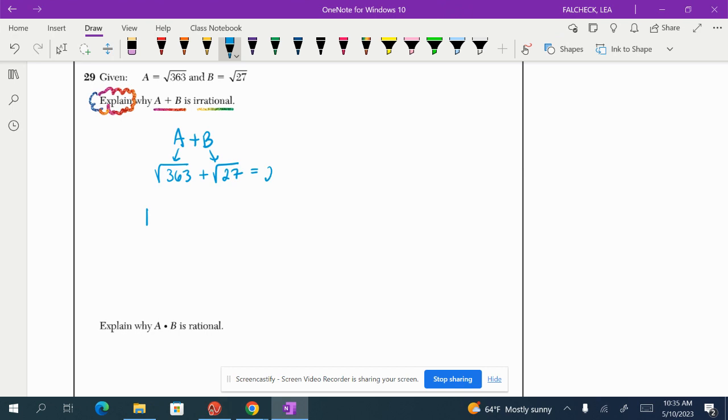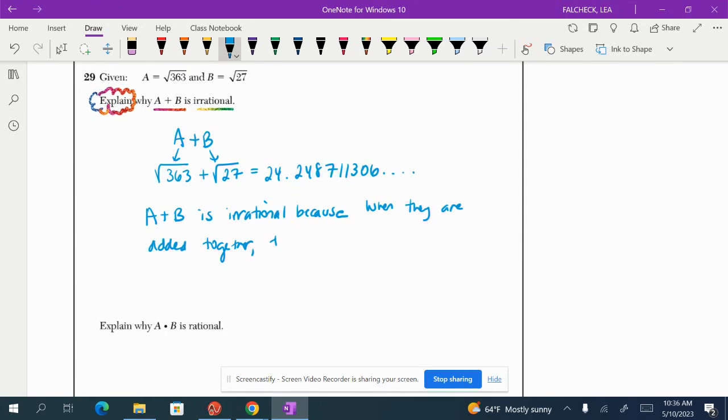So I'm going to go ahead and type that in, 24.2482487103.06, and then I'm going to put a dot, dot, dot at the end, meaning that it keeps going on and it does not repeat. I would say that A plus B is irrational because when they are added together, the sum is a decimal that does not repeat and does not terminate. Terminate is a fancy math word for end.